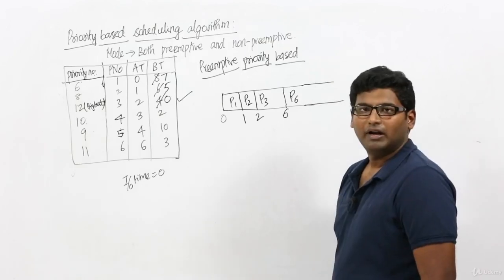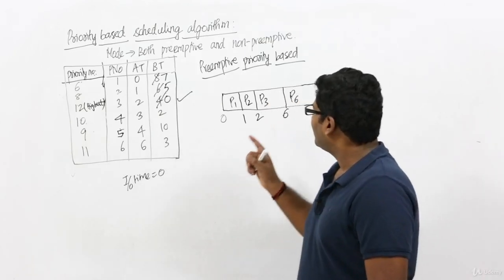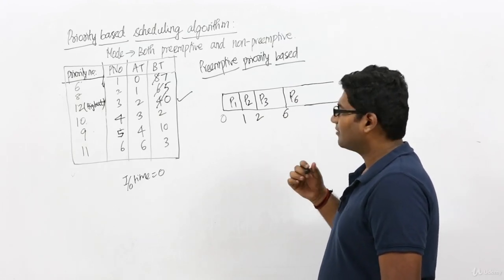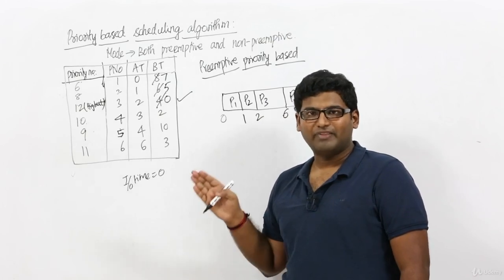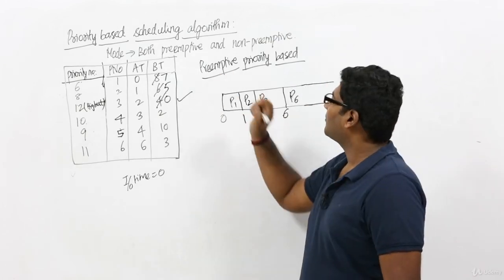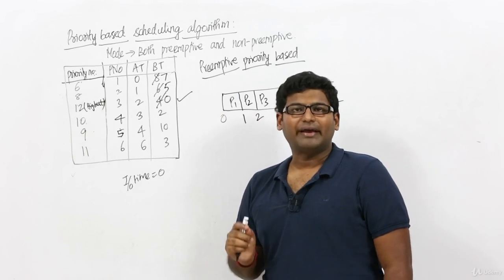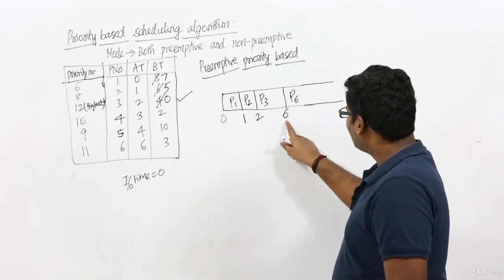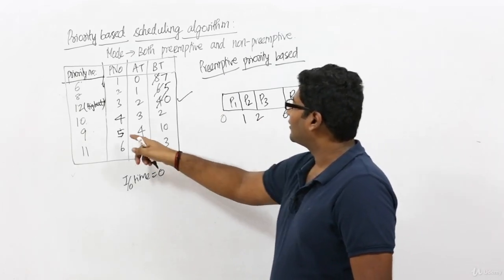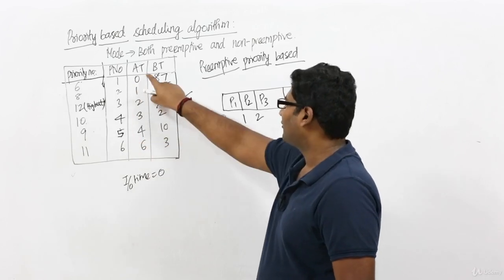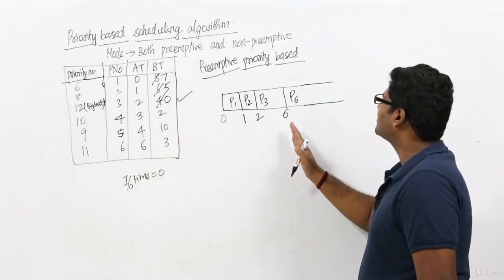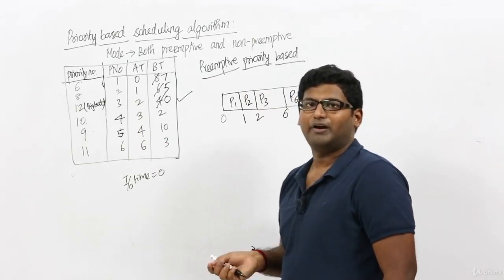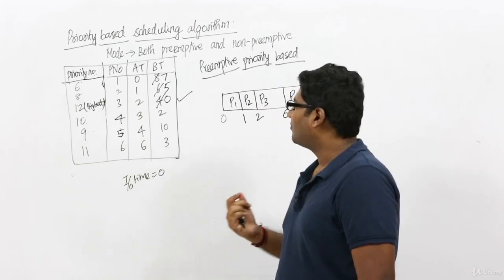Now let's see one important point. In preemptive priority based scheduling algorithm, whenever all the processes have arrived to the RAM, from that point onwards our preemptive priority based scheduling algorithm will behave exactly like non-preemptive priority based scheduling algorithm. See, at time unit 6, all the processes have arrived to the RAM. From now on, this algorithm will behave exactly like the non-preemptive one. It is very important.